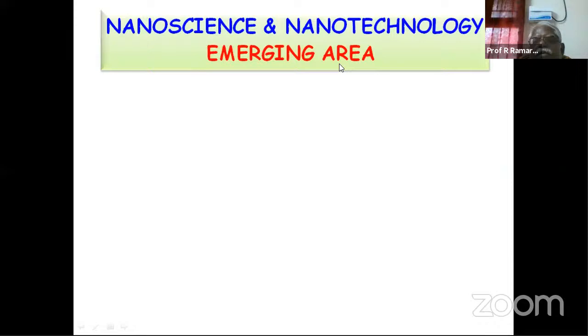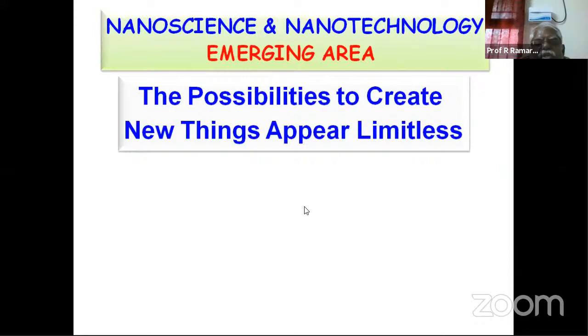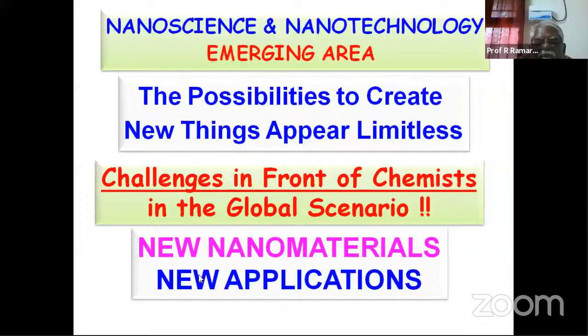And the possibilities to create new things appear limitless. And challenges in front of chemists in the global scenario: I have to come out with new nanomaterials for new applications, okay? You tell me this kind of application I want, accordingly, we design and synthesize nanomaterials, okay? But abroad it is almost saturated, they have made a lot, but in India we still have to make more. Otherwise, we keep buying technology from them. This is the stage we are in now, okay?